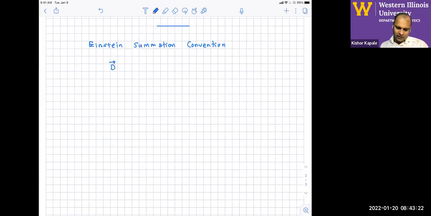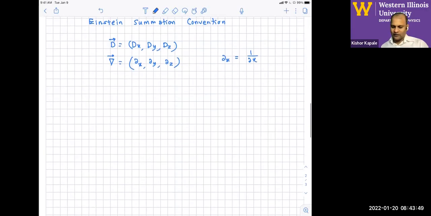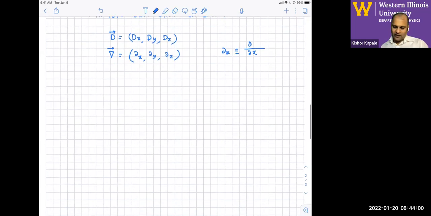So you have a vector D, which has, let's say, components Dx, Dy, Dz, and I'm going to use Cartesian just to keep life simple, but the idea works in other cases as well. The gradient operator, of course, is del x, del y, del z, and here del x is just the partial derivative with respect to x, and so on. That's how I define them, and those are the components.